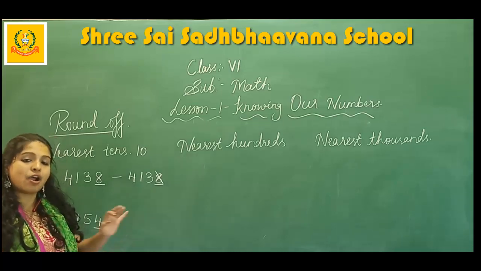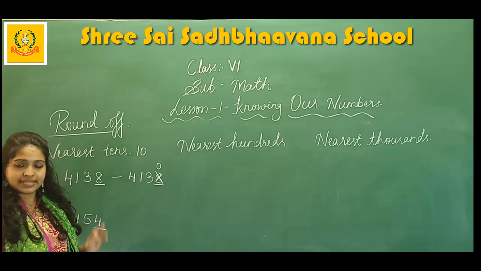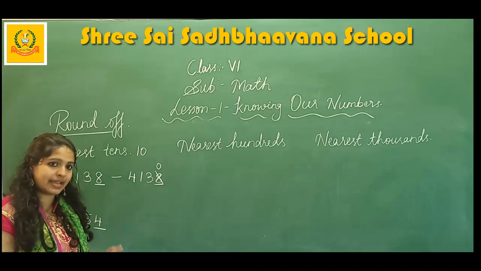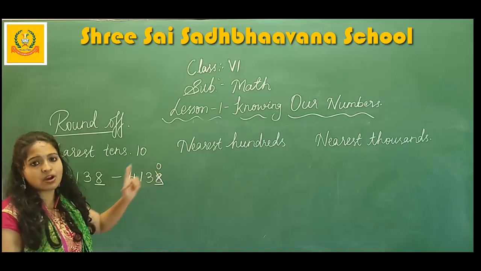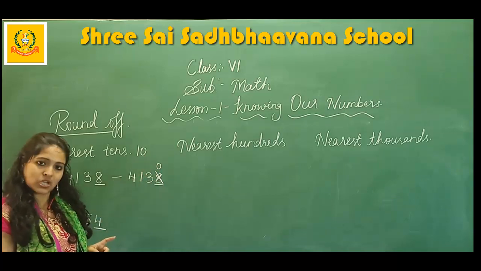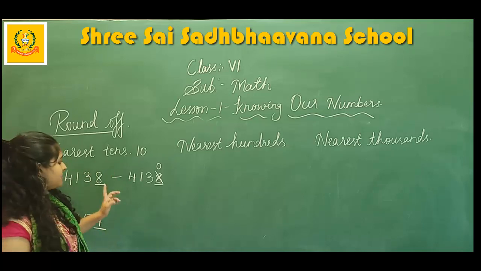What do I have to do? I have to strike out the number and I have to write 0 up. This is the second step. What is the second step? I have to strike out the number and write 0 on top of that number. Okay. Then, this is my second step. What is the first step?